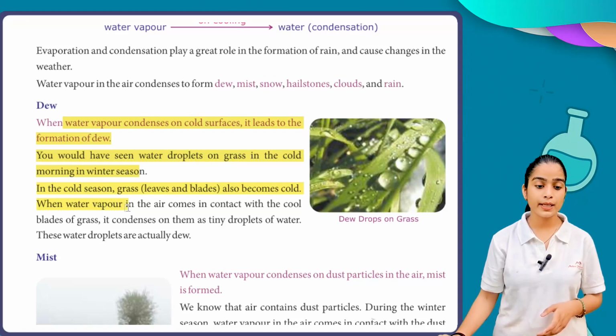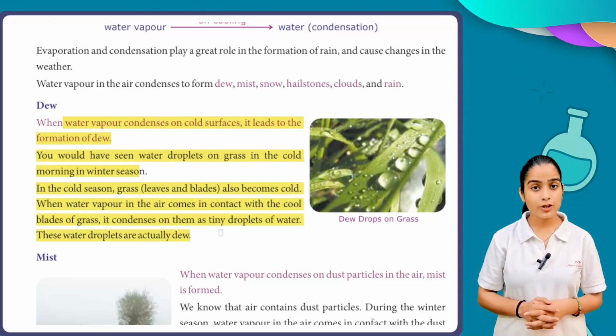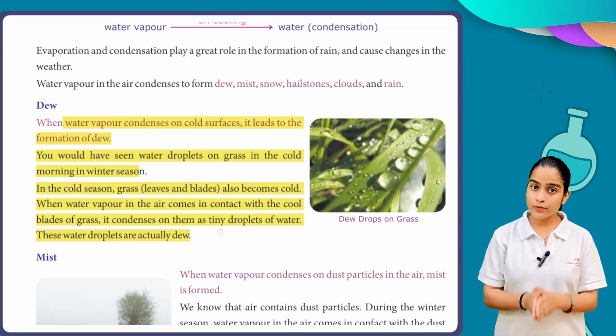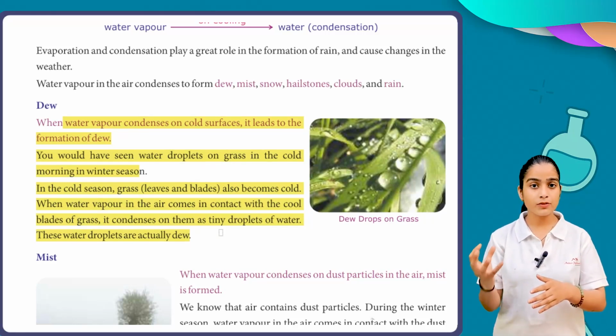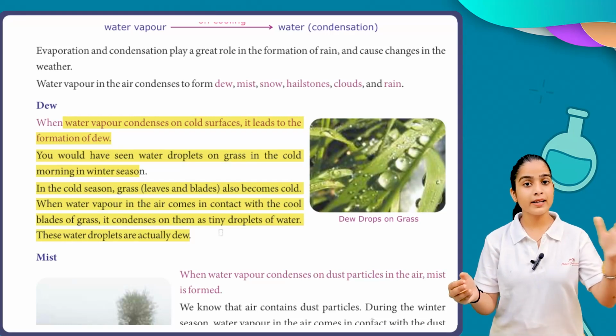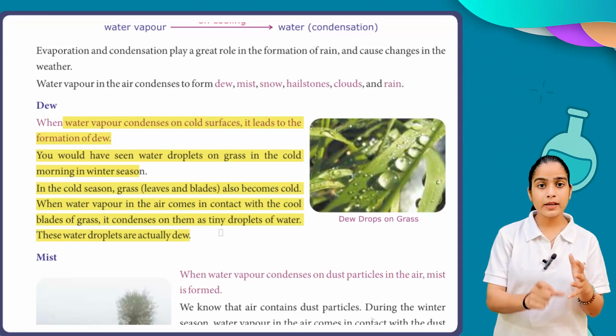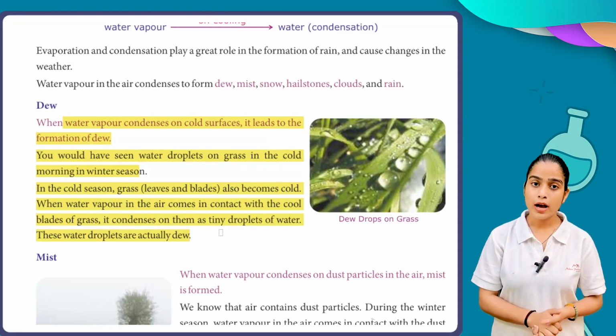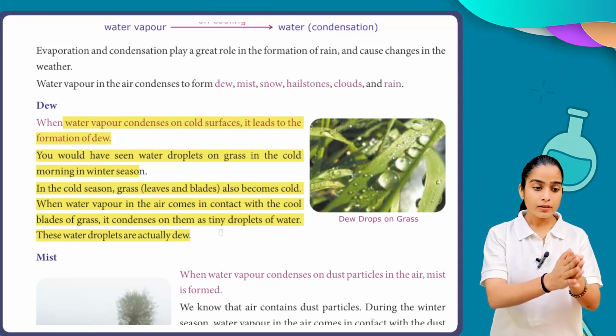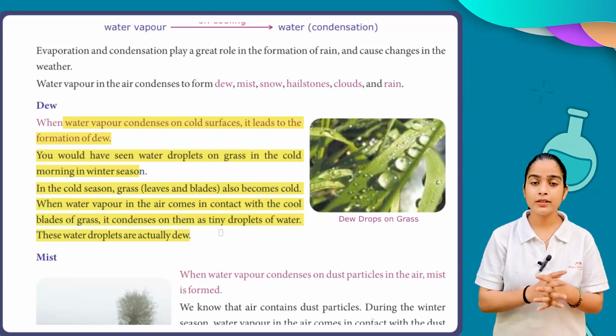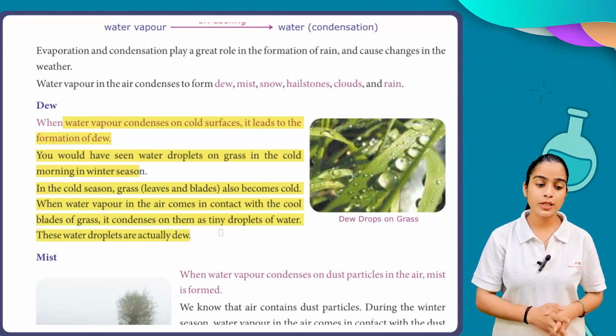When water vapor in air comes in contact with the cool blades of grass, it condenses on them as tiny droplets of water. These water droplets are actually dew. So in winter season, the particles of the leaf also get cold. When air gets in contact with that leaf, the water particles in the air change into dew. So that is why dew is formed in that way.